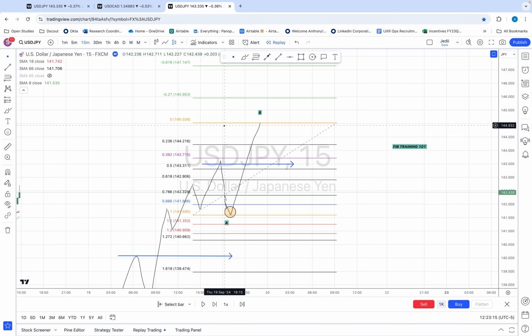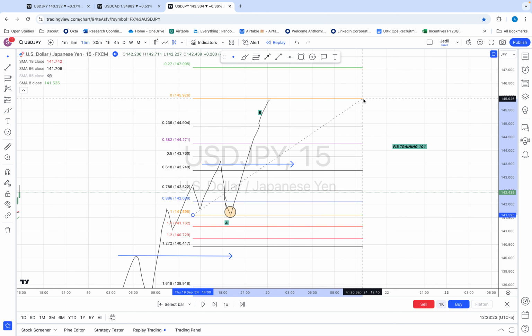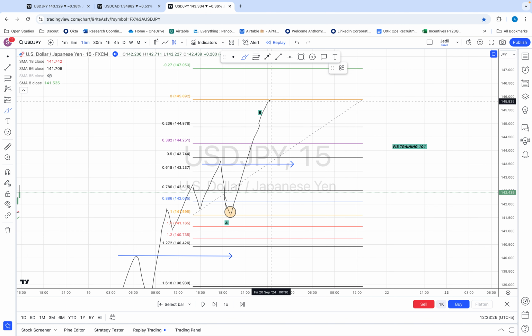So say this is point B, the market goes up. Okay, I've got to modify. I modified the Fib. The market came down and broke past my 23, okay? Now that means that this is confirmed.